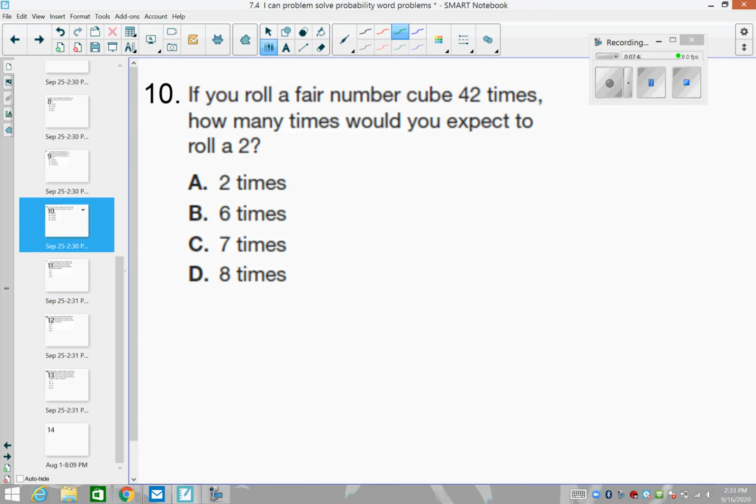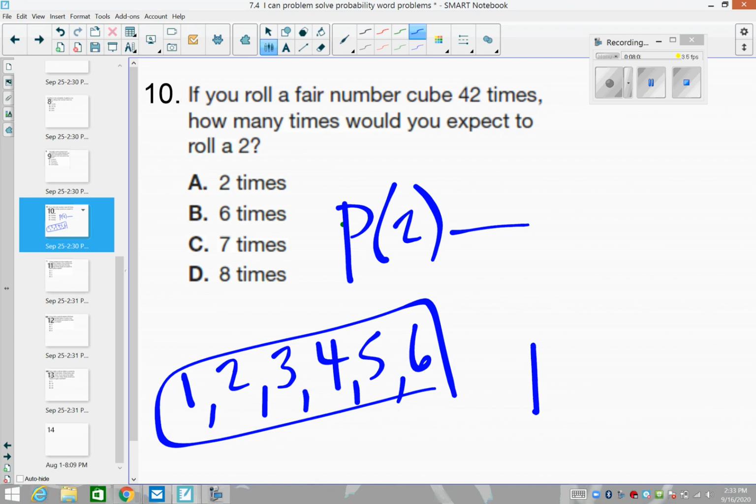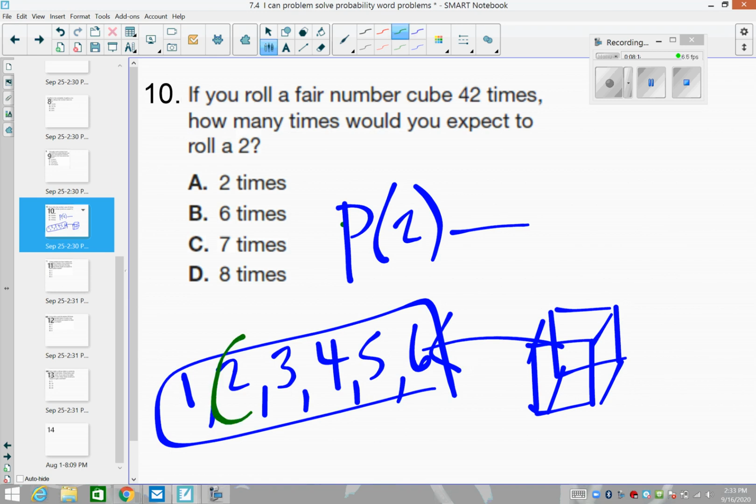How many times would you expect to roll a 2? So let's first talk about probability of rolling 2. We'll use that to make predictions. So theoretical probability of rolling a 2. If you think about rolling a dice, we call these the outcomes. These are the things that are possible when you roll a dice one time. So rolling a 2 would be only one of the sides or one of the outcomes out of 6.